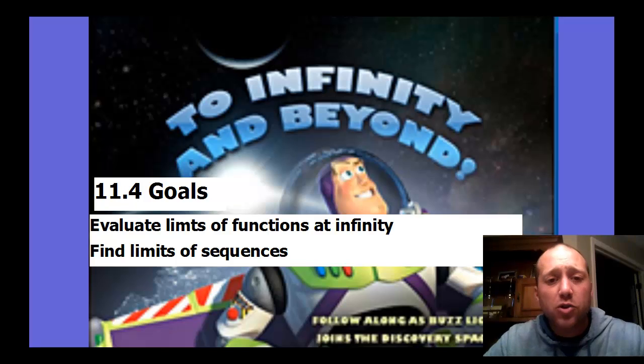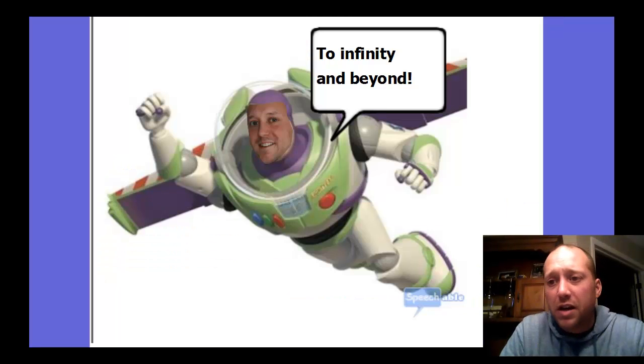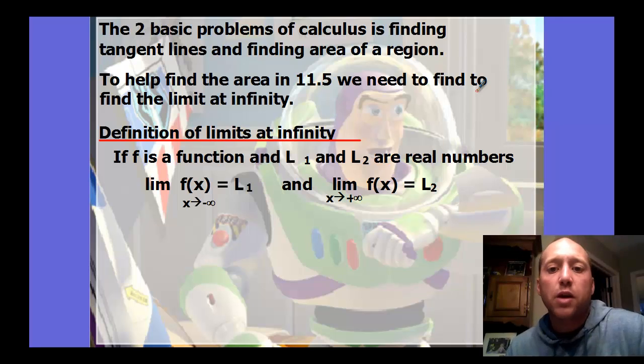So, precalc, chapter 11, section 4, it's limits at infinity. So, to infinity and beyond. The two basic problems of calculus are to look at the slope of the tangent line, which is the derivative. We've been talking about that. The other one is finding the area under a region or a curve. So that's 11.5. So we're going to build up to that.